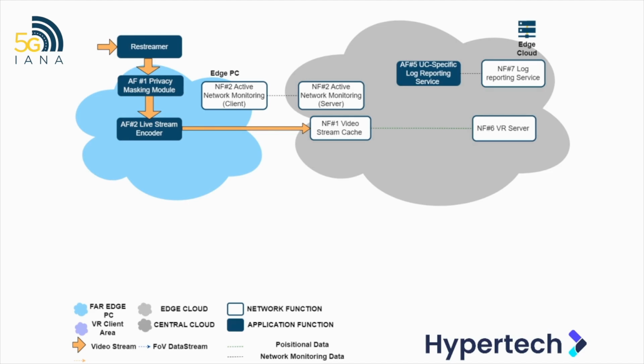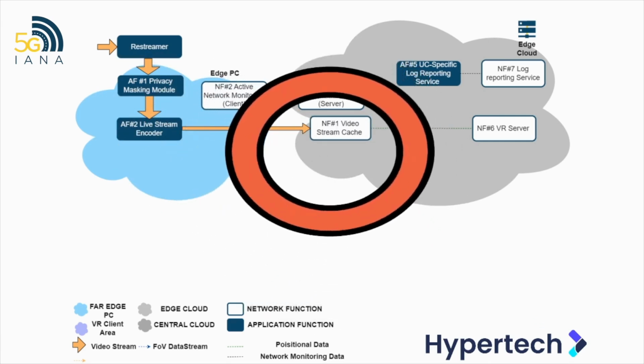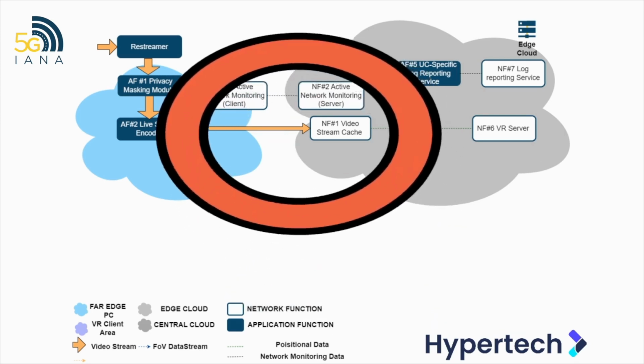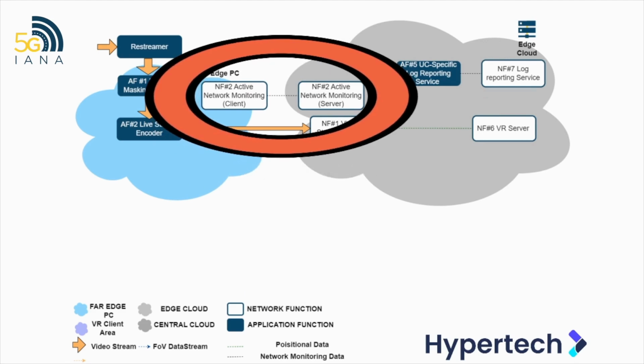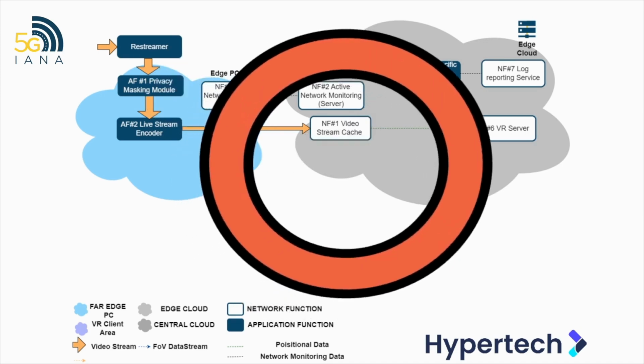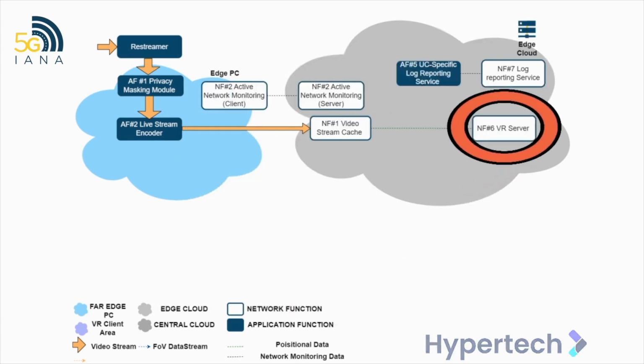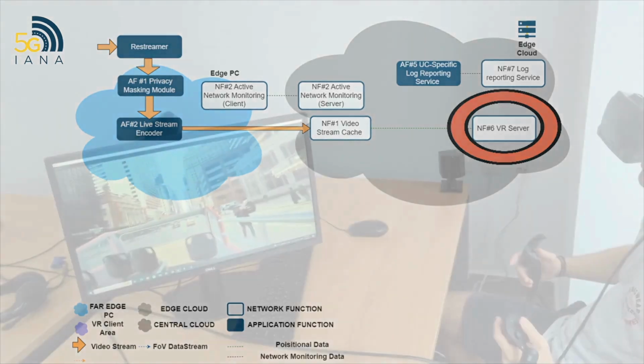First component in action is the privacy masking module to blur sensitive details. Then the live stream encoder handles the video encoding, compression, and re-encoding tasks. Then the video stream cache seamlessly buffers the video stream, maintaining video fidelity. The active network monitoring module estimates the available network bandwidth through active probing, which is crucial for the live stream encoder. The use case specific log reporting service captures logs related to the tour, while the data broker exposes this data for monitoring purposes. Lastly, the video from the tour is streamed through the VR server module to the VR user.